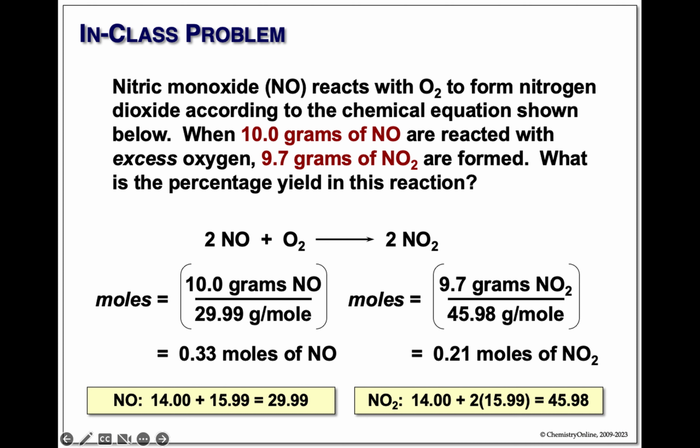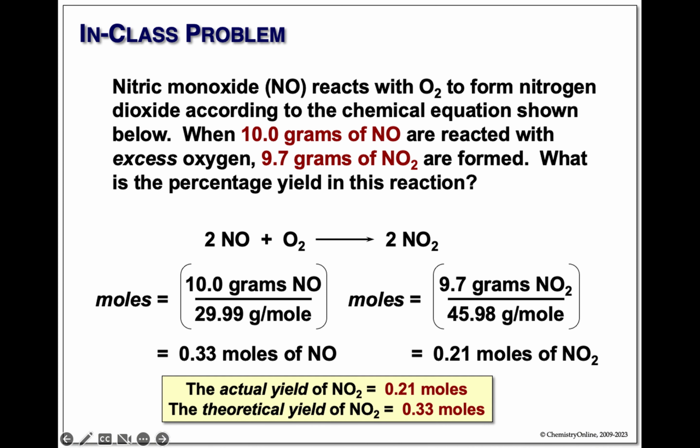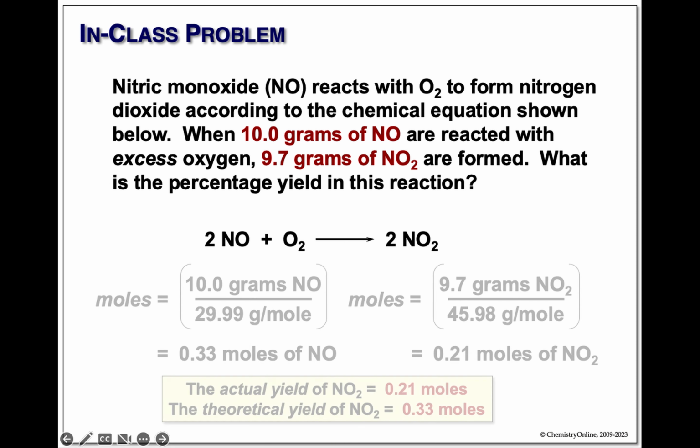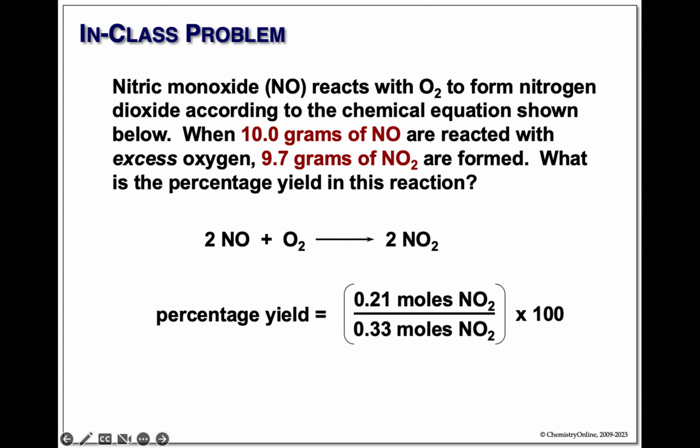What's our percentage? It's simply going to be 0.21 divided by 0.33 times 100. This reaction went in 63% yield. Any questions?